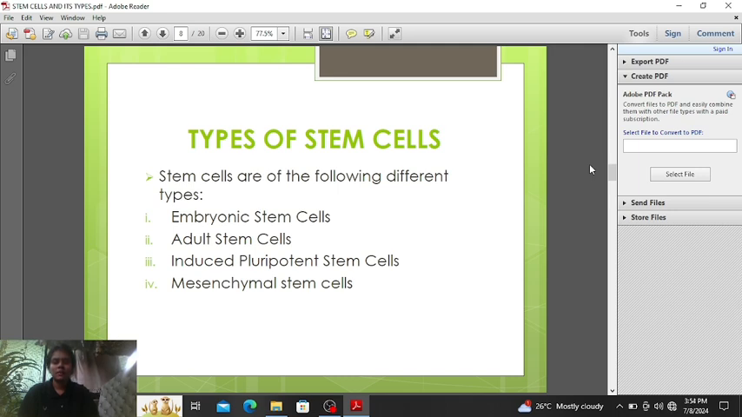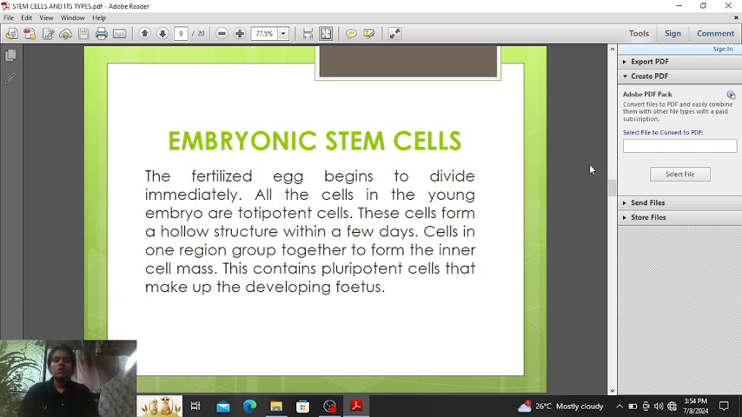So types of stem cells, there are mainly four types, which are embryonic, adult, induced pluripotent and mesenchymal stem cells. So embryonic stem cells, these are from the fertilized egg where it begins to divide immediately, and after that the cells in the young embryo are totipotent cells. These cells form a hollow structure within a few days, and the cells in one region of the group together to form an inner cell mass, and this contains the pluripotent cells which make up the developing fetus.